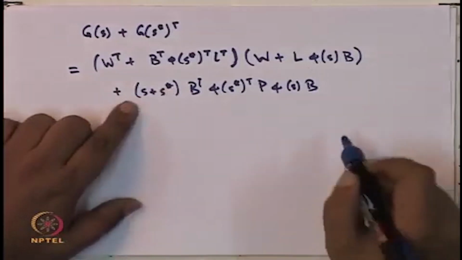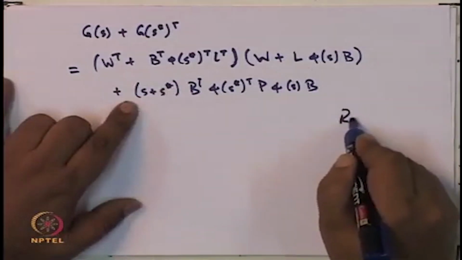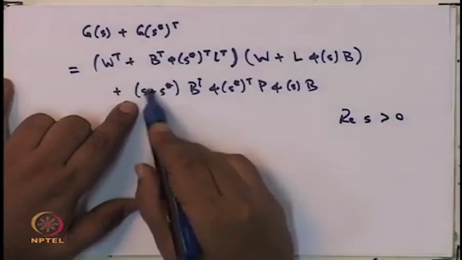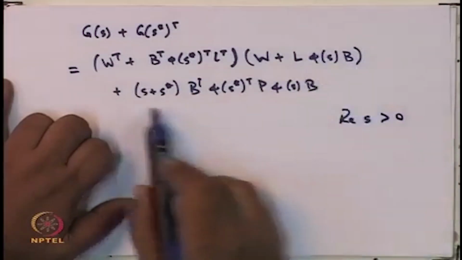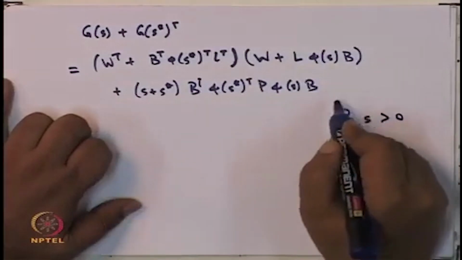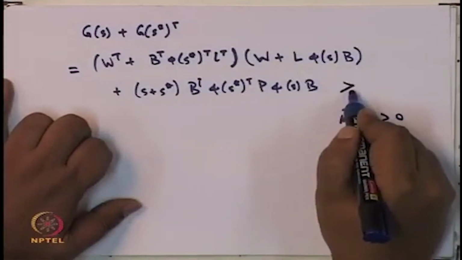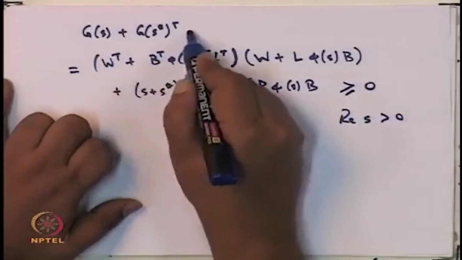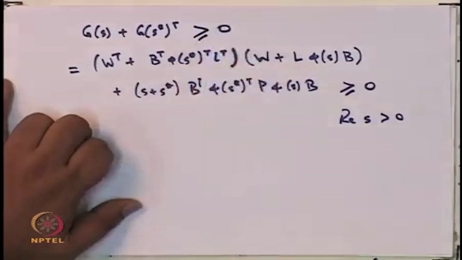And if you assume that S is such that the real part of S is greater than 0, then S plus S star is going to be positive. So this whole thing is going to be positive. What we can conclude therefore is that this is greater than or equal to 0, and so effectively we have shown that this is greater than or equal to 0.